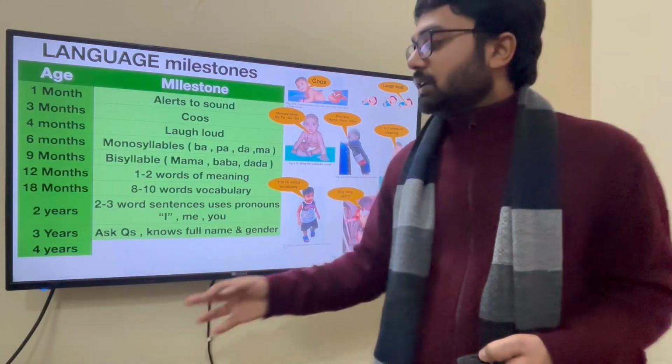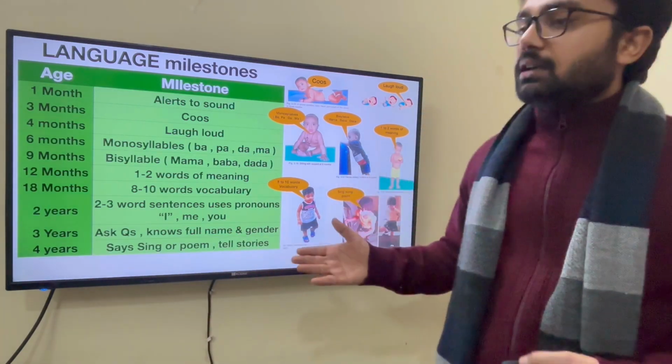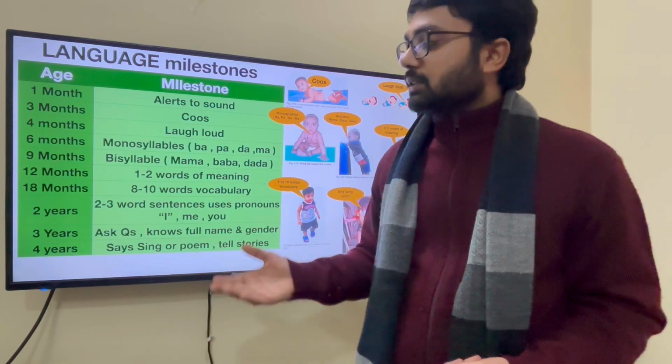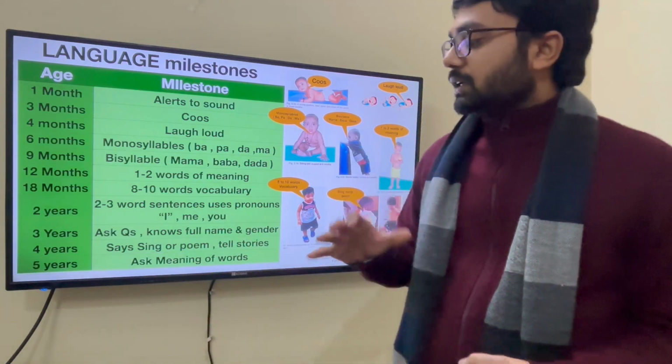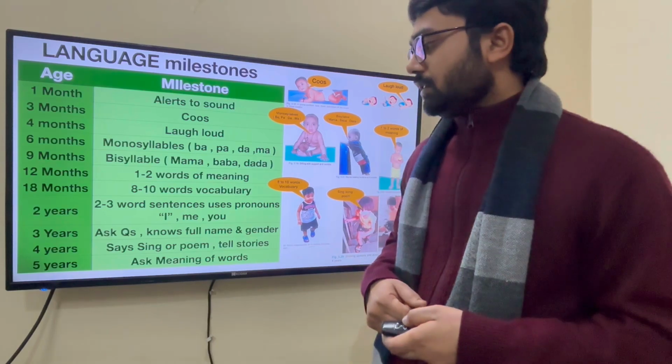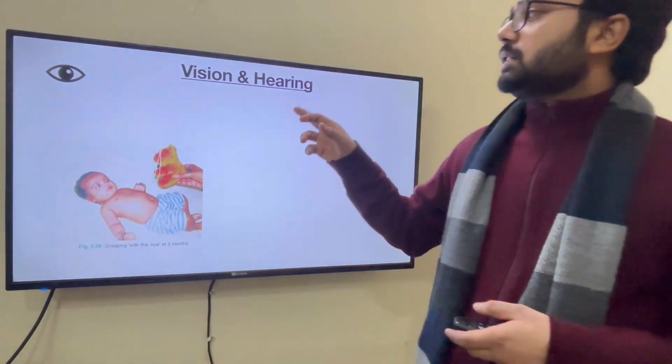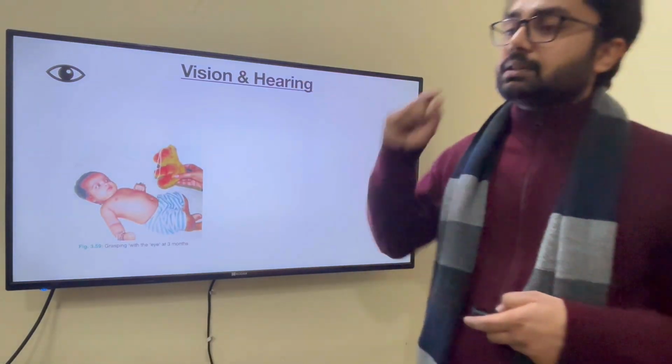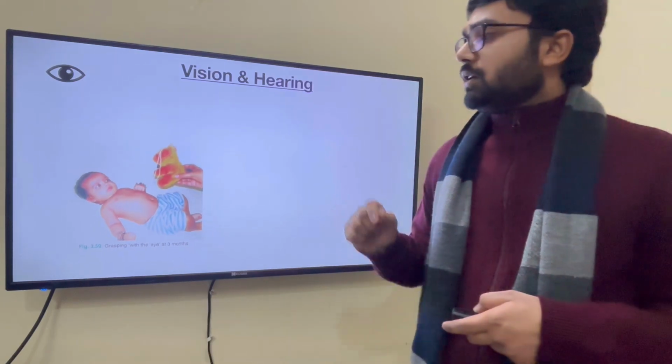At 4 years, now the child can say or sing poems and tell stories. And at 5 years, now the child can ask the meaning of words or the meaning of sentences. Now let's go and see the vision and the hearing. Let's study the vision first.